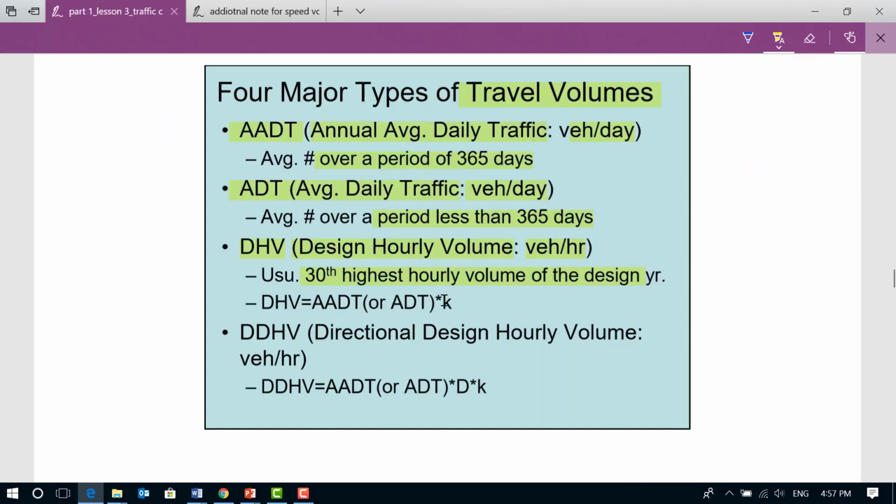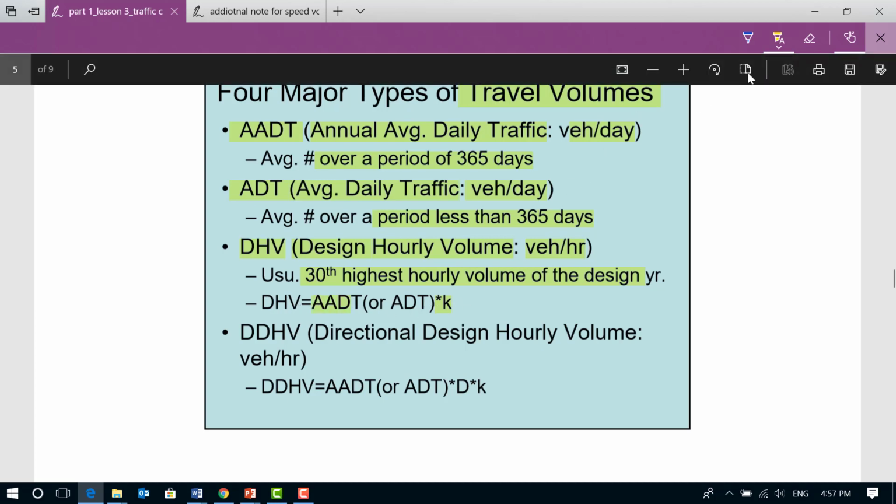If you don't know the 30th highest, you can convert the AADT to the DHV by using the K value. The K value usually equals 0.1 to 0.5, okay, to 0.15, my bad. So that's the range of the K value. Usually the problem statement will tell you the K value directly. Again, the K value is used to convert the daily volume to your design hourly volume.